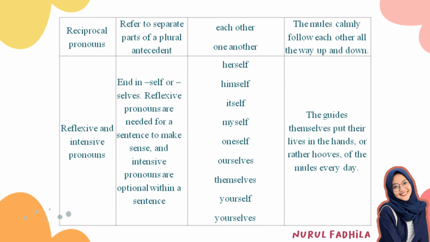Type of pronouns: reflexive and intensive pronouns. Used to end in self or selves. Reflexive pronouns are needed for a sentence to make sense, and intensive pronouns are optional within a sentence. List of pronouns are herself, himself, itself, myself, oneself, ourselves, themselves, yourself, and yourselves. For example, the guides themselves put their lives in the hands, or rather the hooves, of the mules every day.